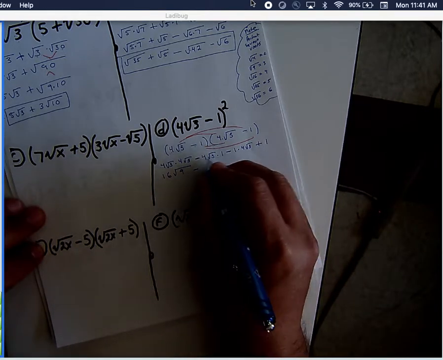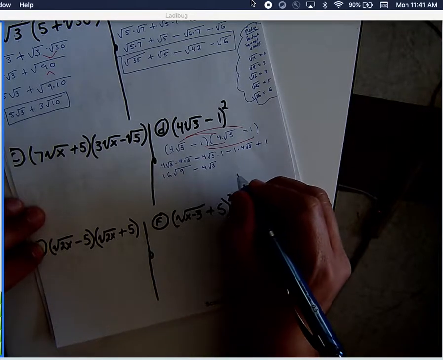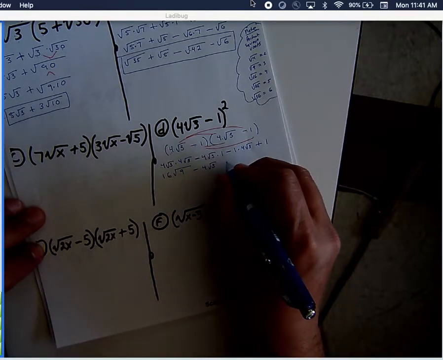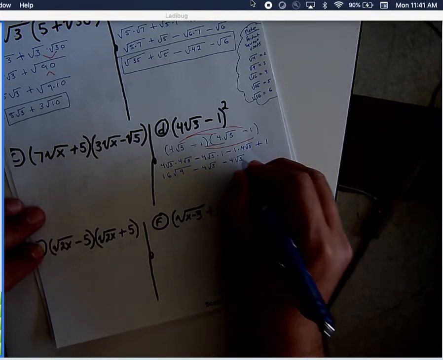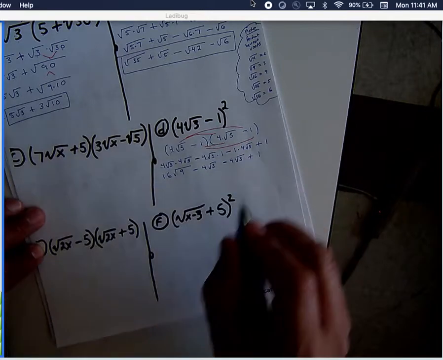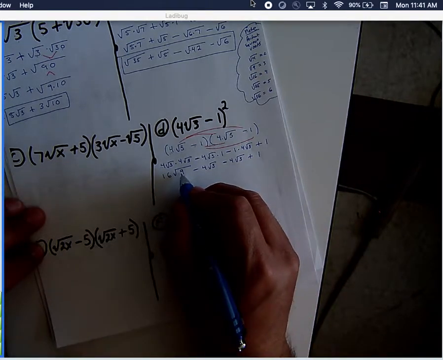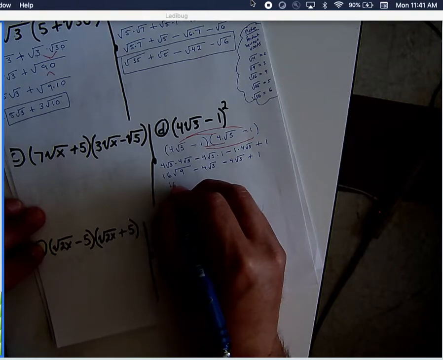Minus, and that one just stays like that because it's not big. That one doesn't really make a difference. Minus, again, the one doesn't make a difference, so that one stays like this. And then the plus 1. So square root of 9 would be 3, so 16 times 3.